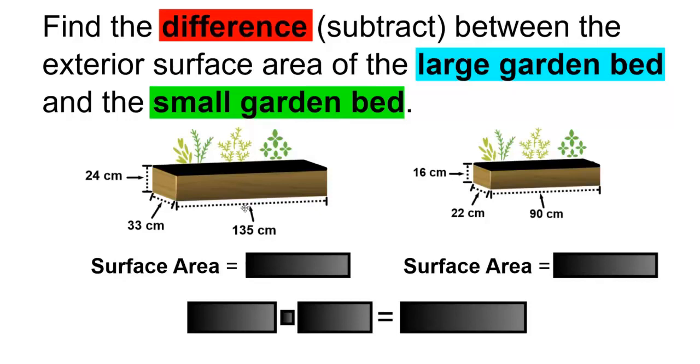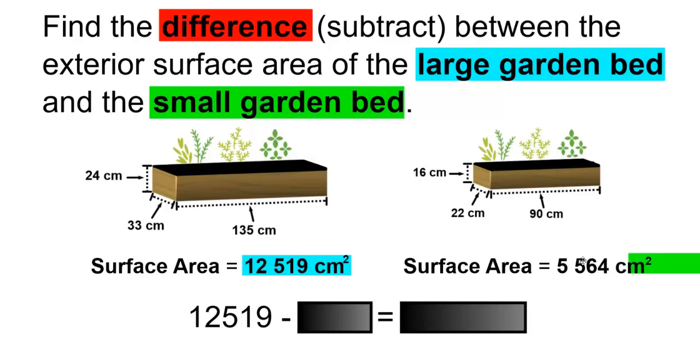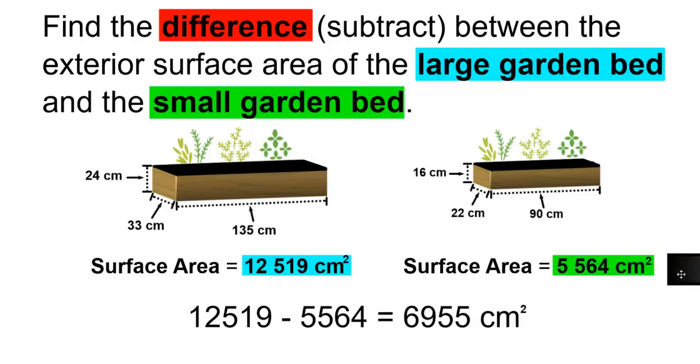The surface area of the large garden bed was 12,519 centimeters squared. We're going to find the difference, so we'll subtract the surface area of the small garden bed, which is 5,564 centimeters squared. And this will give us a total of 6,955 centimeters squared. That is the difference between the 2 garden beds.